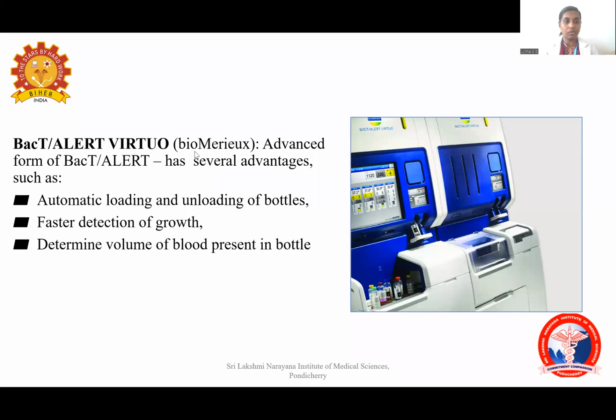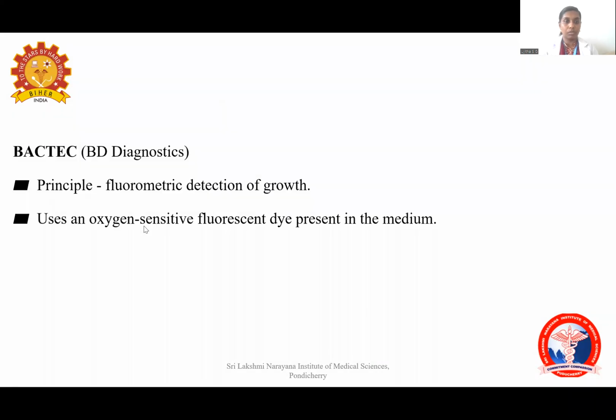Another one is BACTEC, which follows almost the same principle, but it is fluorometric detection. That is, an oxygen-sensitive fluorescent dye is present in the medium. When there is a lesser amount of oxygen, the fluorescence will be affected. So it is fluorometric detection of growth.